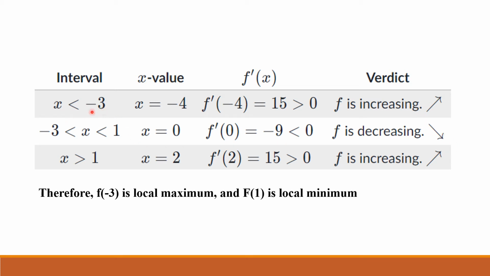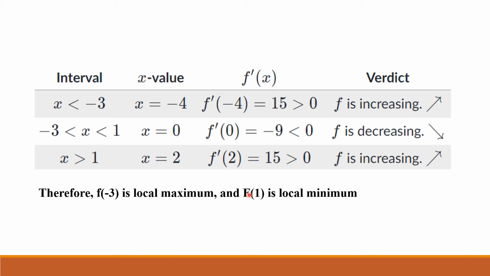Here at x equal -3, I'm having a change in the behavior of the function, increasing then decreasing, so I have a local maximum. So f of -3 is a local maximum. And then at x equal 1, I have a decreasing then increasing function, so you will have a local minimum. So here f of 1 is a local minimum.